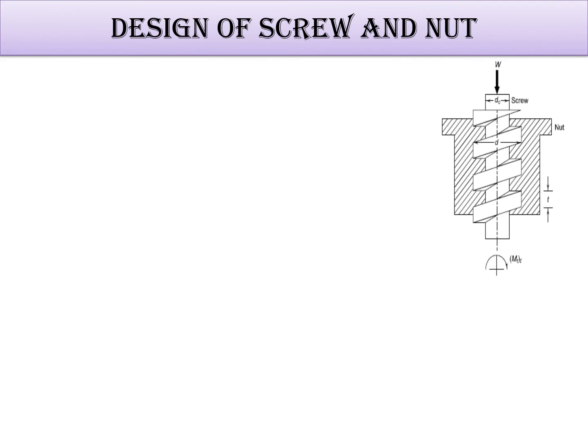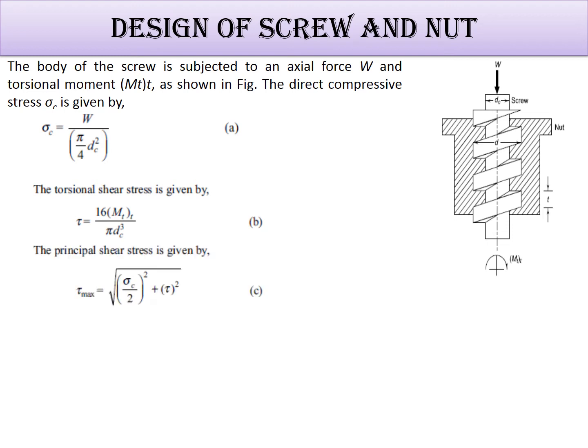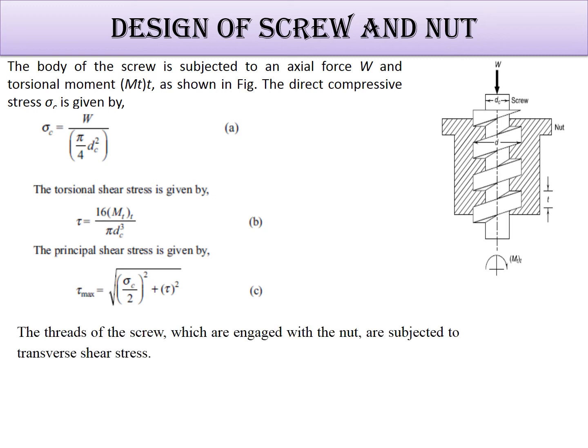For the design process, torque is needed. For that, the direct compressive stress sigma c is equal to what? Load upon area, that is W upon pi/4 dc square. The torsional shear stress is what? We have seen this in the shaft also. Tau is equal to 16 times the total torque, or the threaded torque, upon pi dc cube. Then according to the principal shear stress theory, tau max is equal to what? Square root of (sigma c by 2) square plus tau square.